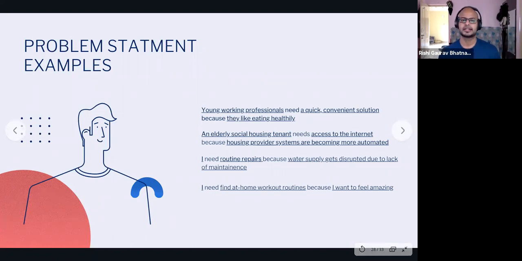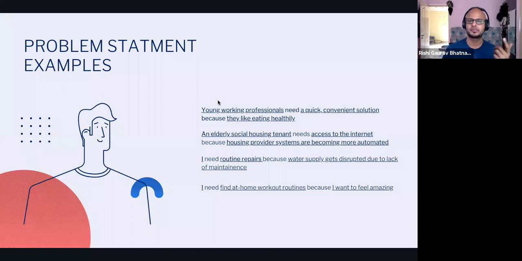So what would a problem statement look like? Let me start with the last example, which Abhijit also shared. The problem there was there is no water. So how would a problem statement look there? A problem statement would look like this: I need routine repairs because water supply gets disrupted due to lack of maintenance. So who's the user? I am the user. It could be Abhijit, who's 28 years old, lives in Bangalore, and needs routine repairs because water supply gets disrupted due to lack of maintenance.